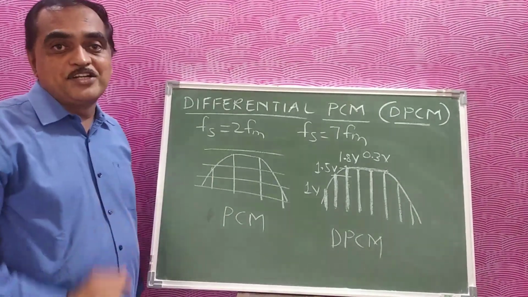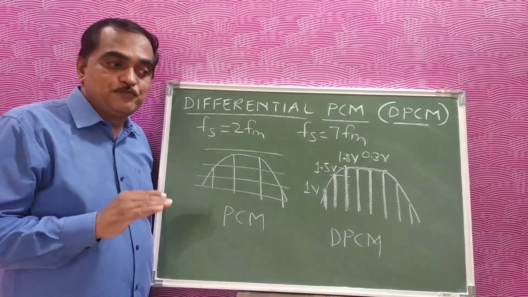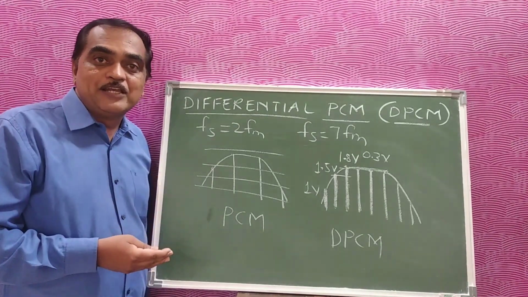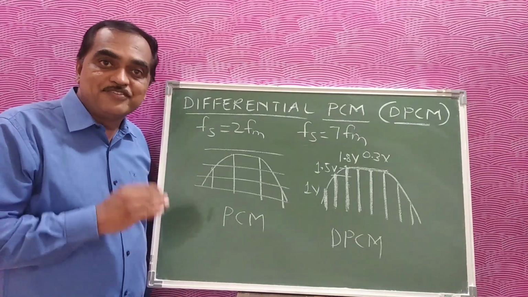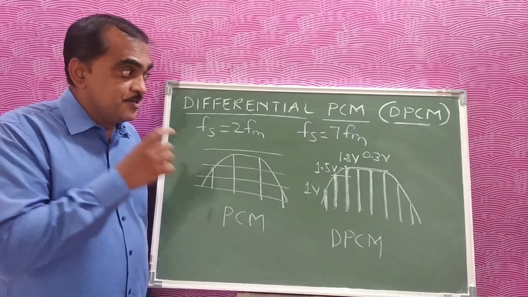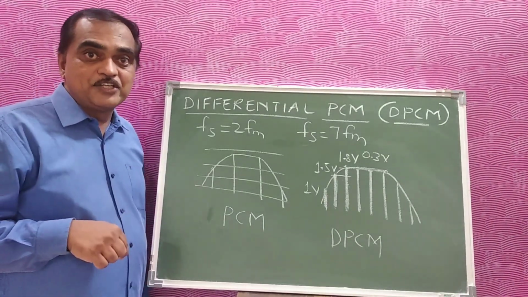This is the second advantage of DPCM. That is, whatever is unwanted, whatever is not changing for some time, is not sent because it is having the same value. The amplitudes, the samples are having the same values, so there is no need for you to send it. So that redundancy of information can be eliminated. Okay, this is the second advantage of DPCM.